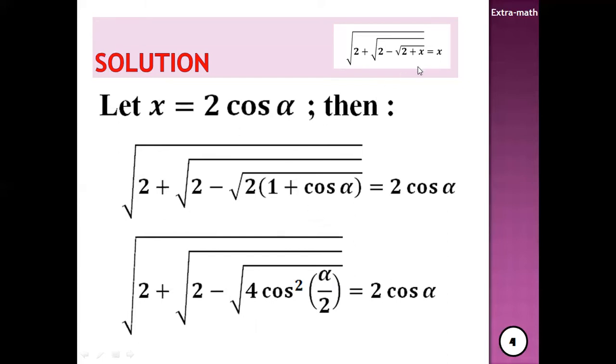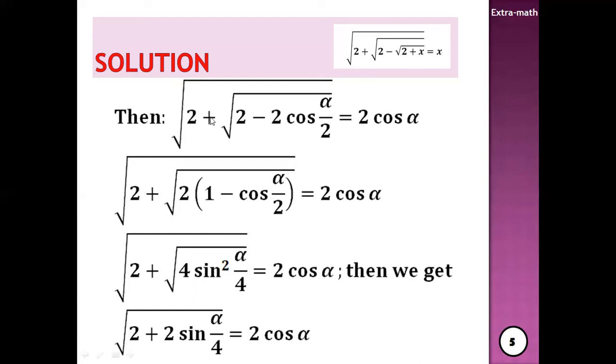Let's start now. We have here x is 2 cosine alpha. We take 2 as a common factor to get 2 into 1 plus cosine alpha. But using trigonometric identities, we know that 1 plus cosine alpha is equal to 2 cosine square alpha over 2. And here we have 2, so it becomes 4 cosine square alpha over 2. We take them out of the radical to become 2 cosine alpha over 2. So the equation becomes like that.